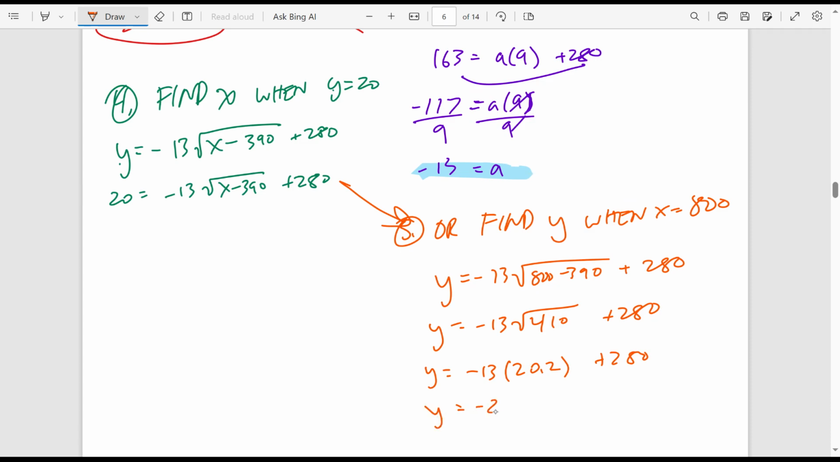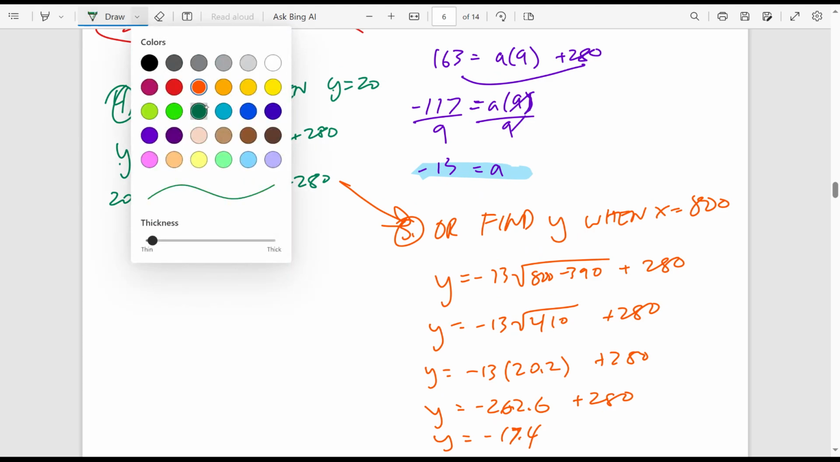Kind of close. I did it the y way as well, and I think your x ends up being 790. So I got negative 17.4. So why don't you finish number 4? I'm just going to show you that one's easier, because solving for y is typically easier. But I'll go back and do that one now too.